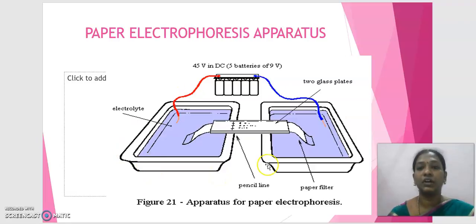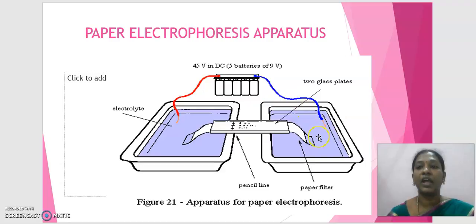So these are the two reservoirs which contain the buffer, and at the center we place a filter paper, and the two ends of the filter paper are immersed into the buffer. At the center we have to draw a mark, and on that mark we apply the sample that we are going to separate. And this apparatus is ready.